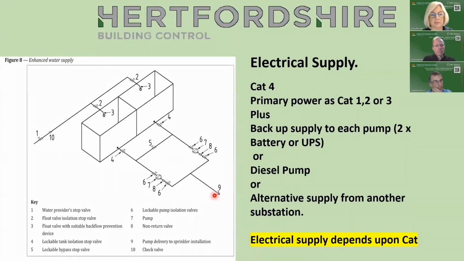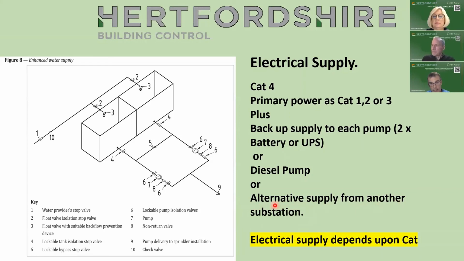I think I might even have it here. And there's the electrical supply for, sorry, that's not the electrical supply, it's a water supply actually. It's electrical supply for Cat 4. So it's a primary power as Cat 1, 2 and 3. So it goes off the distribution board, it goes off the main before the landlord's distribution board. And then there's plus backup supply to each pump. So each pump needs a different, if it's on UPS, which is battery, uninterrupted power supply, 1 for each pump, or a diesel pump, or an alternative supply from another substation.